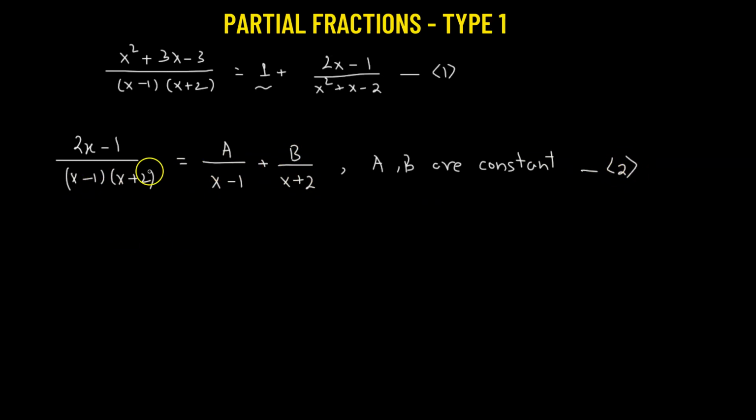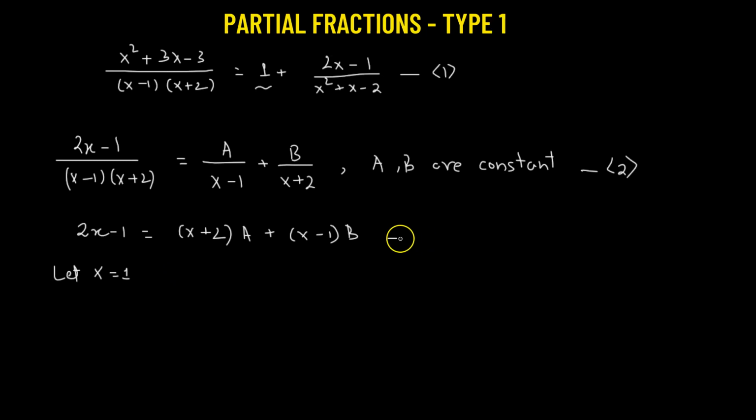We're going to multiply both sides of equation number 2 by the denominator, which is x minus 1 times x plus 2. That's going to give us 2x minus 1 equals x plus 2 multiplied by a plus x minus 1 multiplied by b. Now we want to find the values of a and b, so we're going to choose two values of x. We'll choose x in such a way that the second term goes to 0, which will help us find the value of a. Assuming b is not 0, the only way the second term could go to 0 is by letting x minus 1 equal 0, or x equals 1.